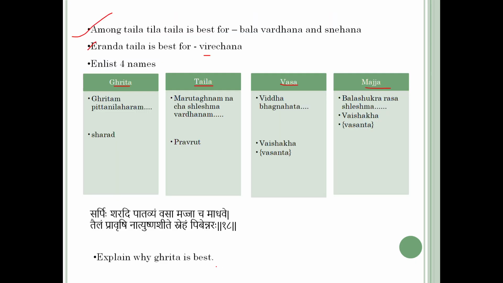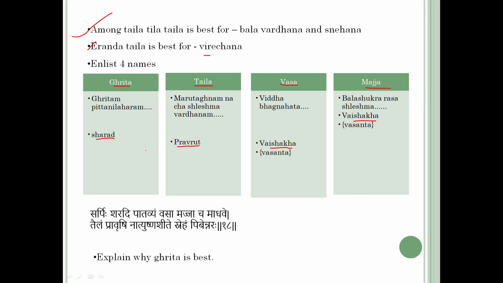These shlokas you will write for each of the sneha, and then you have to mention in which rutu which sneha is indicated. In Sharad Rutu you are going to give the Ghrita, and in Pravrit Rutu, that is the beginning of the Varsha Rutu as explained by Sushruta, you are going to give the Taila. And Vaishakha Masa, which Rutu does it come under? That is the Vasanta Rutu. So in that case you are going to give Vasa and Majja. Both Vasa and Majja are given in Vaishakha Masa.